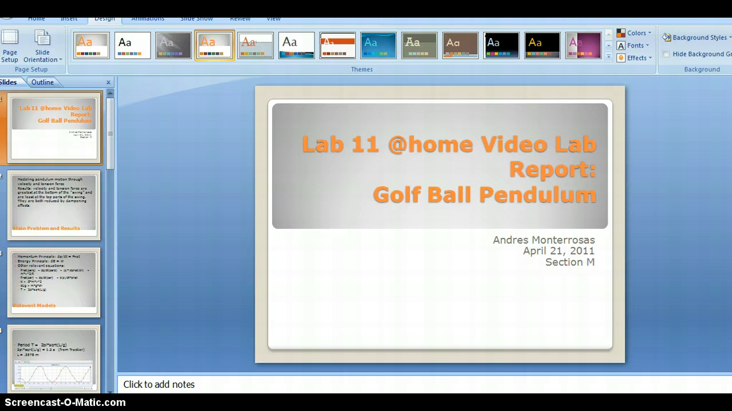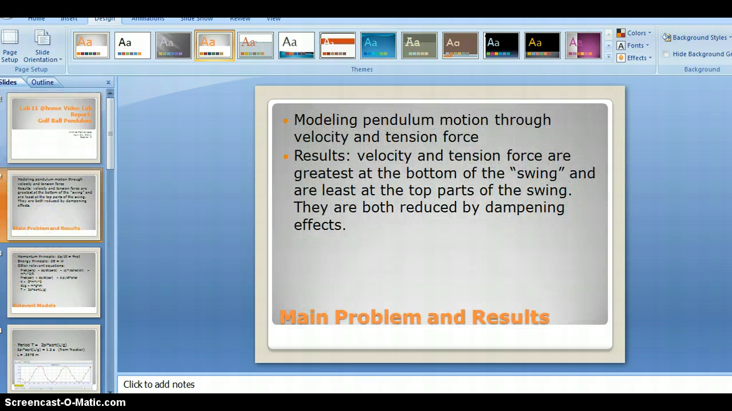I chose to study a golf ball pendulum. I found a video online, and the main problem was to model the pendulum motion through velocity and tension force. My results were that velocity and tension force are greatest at the bottom of the swing and are least at the top parts of the swing. They are both reduced by dampening effects, however.